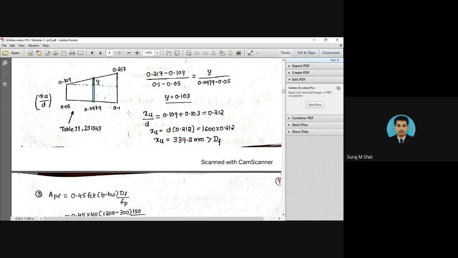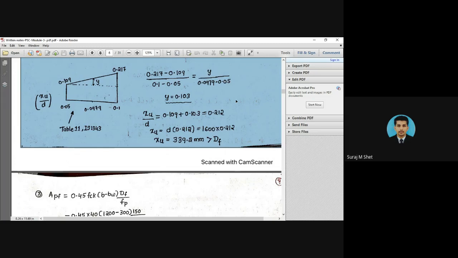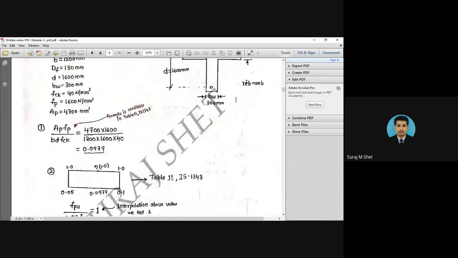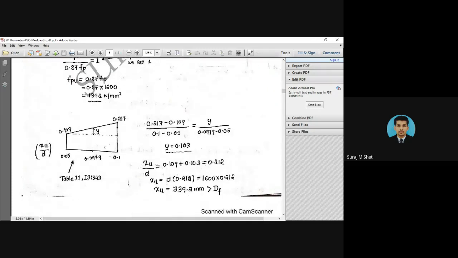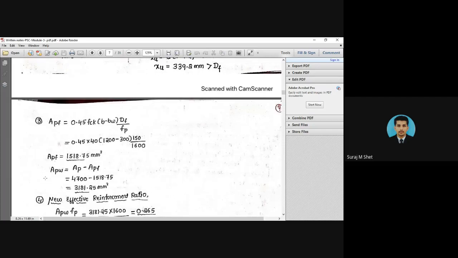But then you have to compare this XU value. So XU value I got 339 something. So 339 is greater than BF. You have to check depth of the flange. See, depth of the flange is 150. Yes, depth of the flange is 150. That's why XU is greater than BF. Then again you have to calculate APF and APW value.